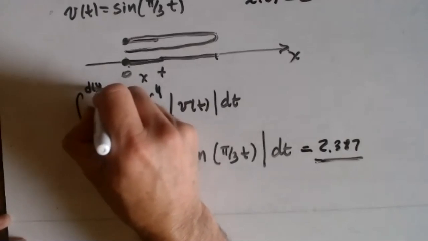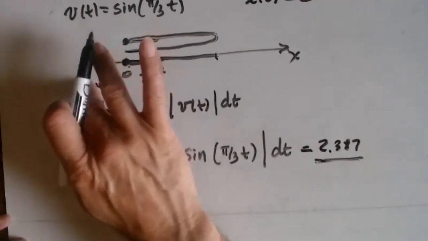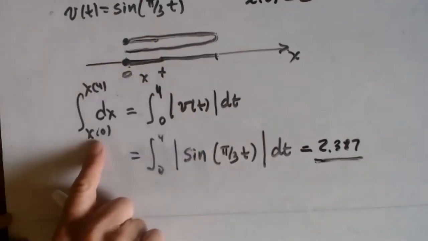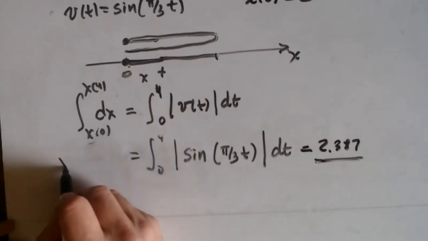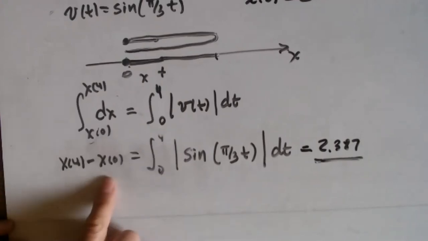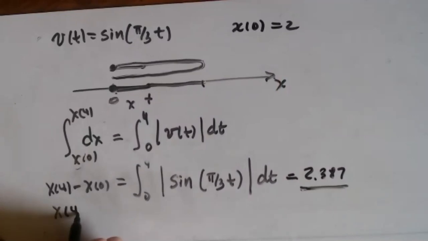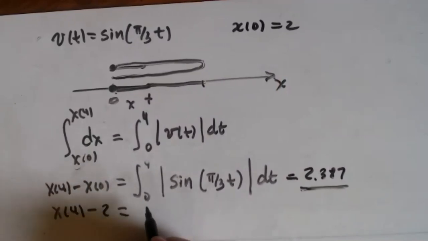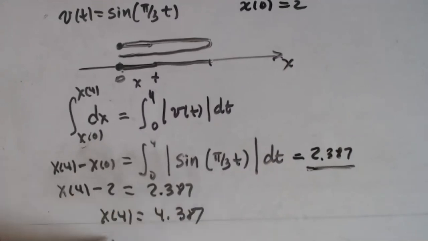So this is d in 4, and this is really d in 0, or x in 0. X in 0 and x in 4. So this is the position in 0 at time 0. This is the position in 4. So this is really x at 4 minus x in 0. Now, what is x in 0? It's a 2. You see here, that's a 2. So this is position in 4 minus 2 equals 2.387. What you have to do with this 2? You just add it. So it's 4.387. This is the net distance.